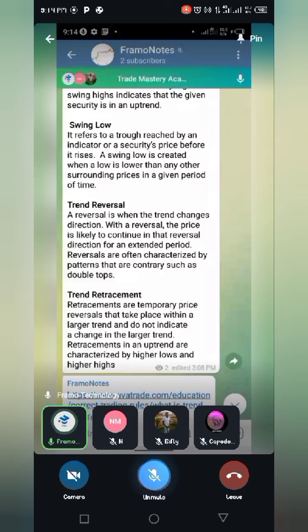Then we have retracement. Retracements are what? Temporary reversals. But they don't change the direction of the trend. It's like a resting phase. They retrace and what? And continue the trend.